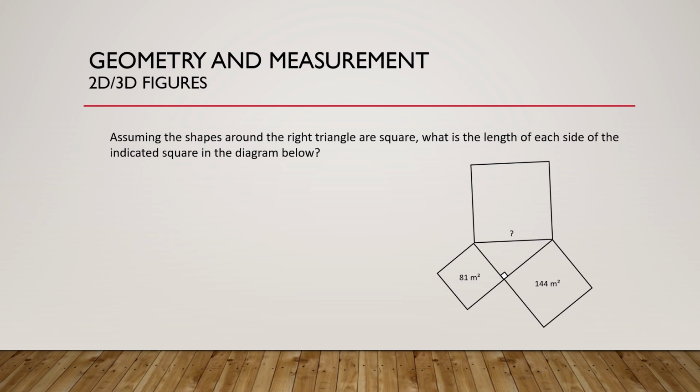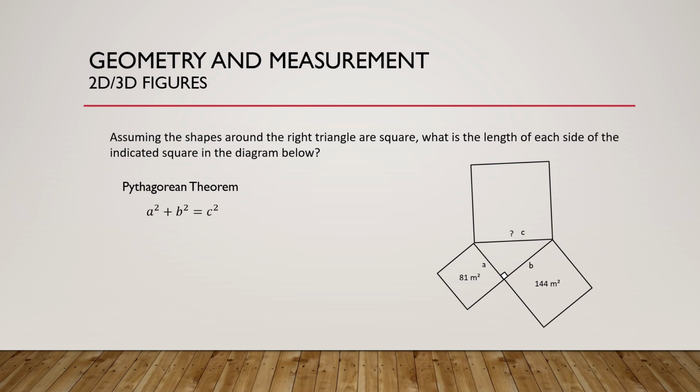Assuming that the shapes around the right triangle are square, what is the length of each side of the indicated square in the diagram below? For this, we use the Pythagorean theorem, which states that the sum of the squares of the two shorter sides of a right triangle is equal to the square of the hypotenuse, or a squared plus b squared equals c squared, where c is the hypotenuse, which is the longest side and always opposite the right angle.